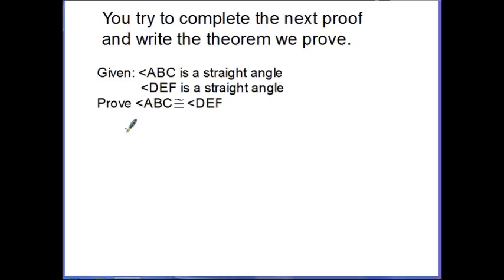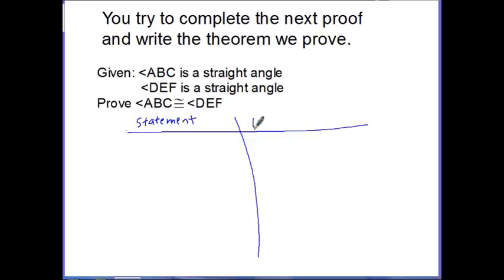So here we go. We're going to make two columns. We have a statement column, and we have a reason column. It always starts off with our givens. That angle ABC is a straight angle. The reason, it was given to us, and things that are given can be taken for as fact. Angle DEF is a straight angle, also given.